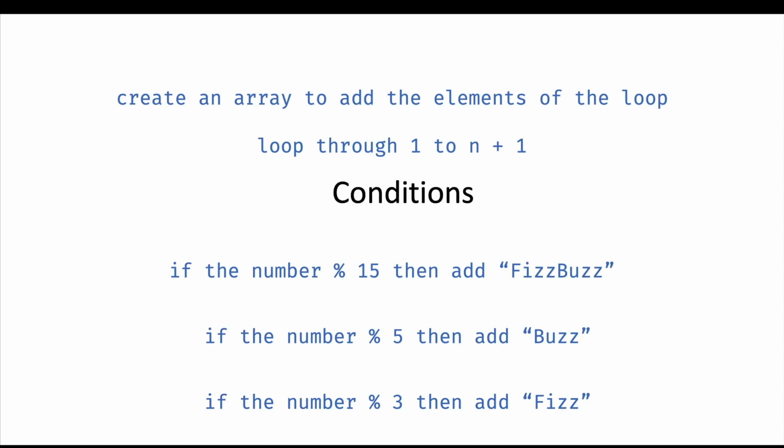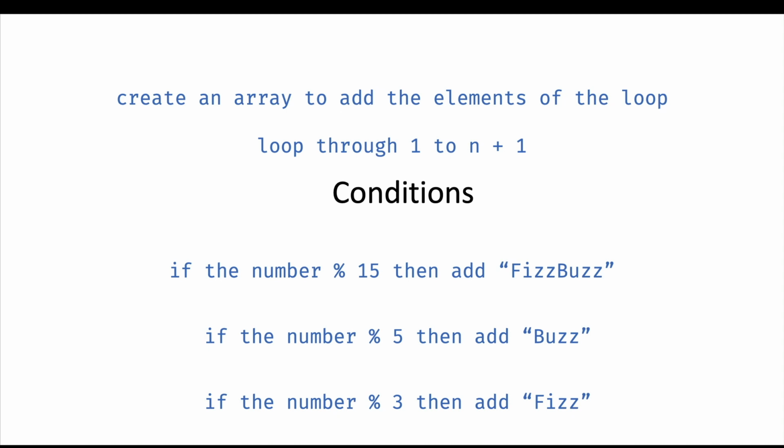We will start by creating an answer array. Let us call it R. Then we will loop all numbers from 1 to n or n plus 1. Whether it is n or n plus 1 would depend on the programming language. What we need to remember is to return n as the last element of the loop.